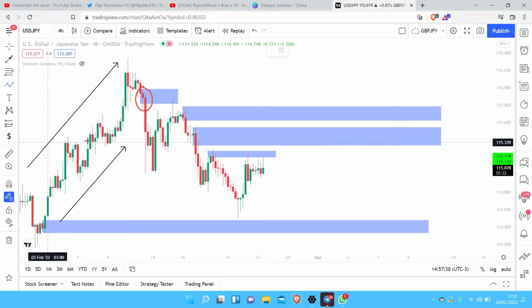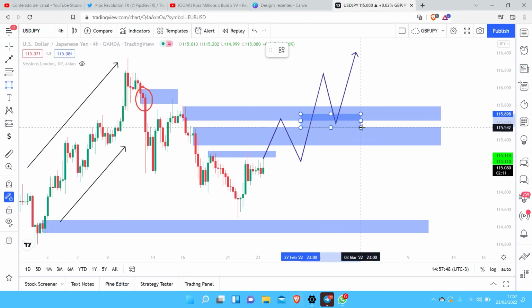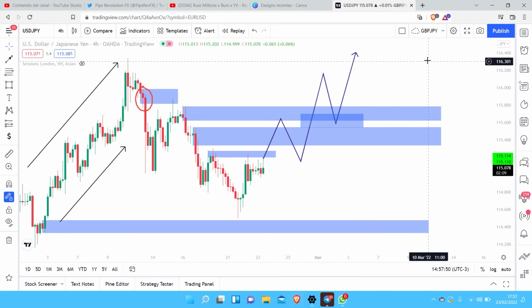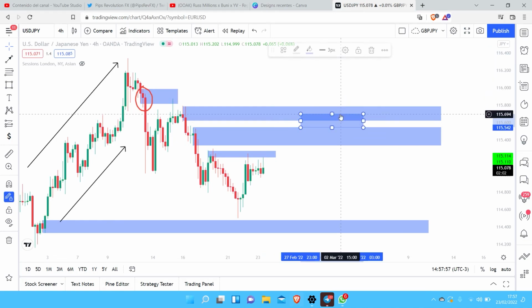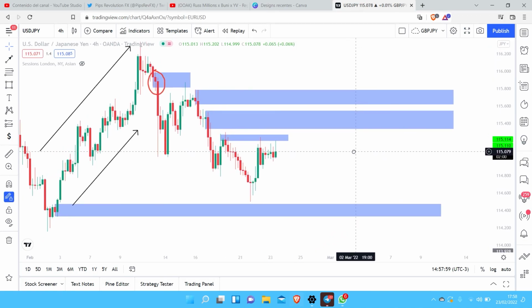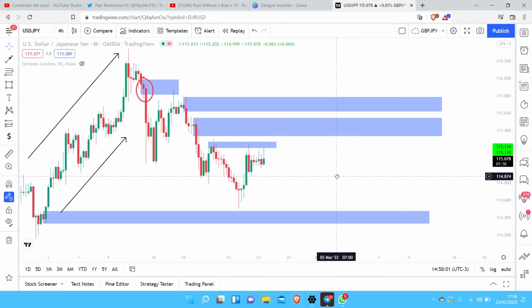But if the market makes something like this, then at the second break I will consider going to the upside. I will consider executing some long positions, but right now the price is bearish and I think it will continue bearish for a while.